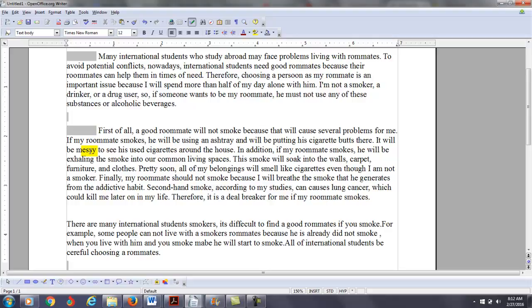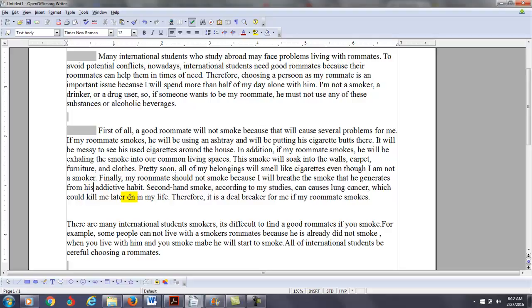In addition, if my roommate smokes, he will be exhaling the smoke into our common living spaces. This smoke will soak into the walls, carpet, furniture, and clothes. Pretty soon, all of my belongings will smell like cigarettes, even though I'm not a smoker. Finally, my roommate should not smoke because I will breathe the smoke that he generates from his, maybe, addictive habit.